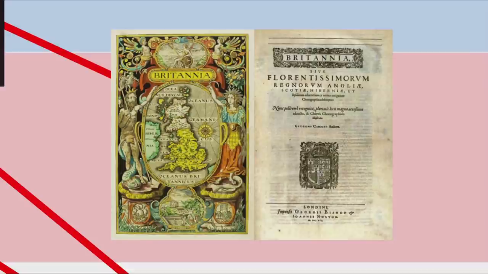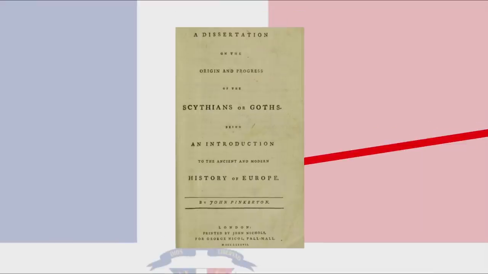In 1787, Scottish antiquarian John Pinkerton, in his Dissertation on the Origin of the Scythians or Goths, argued for Germanic racial supremacy, stating that the Celts were an inferior people who had been driven out of Europe by the Goths, a term he used quite imprecisely.